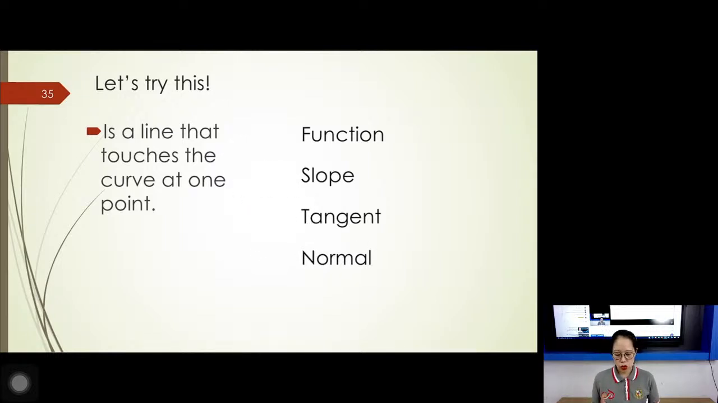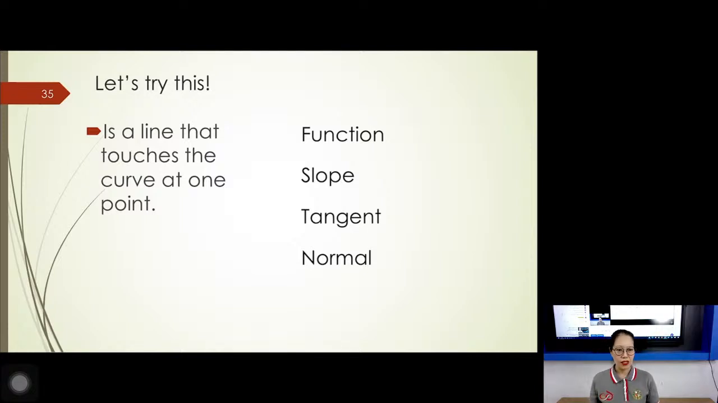Remember that normal here is not the "new normal." No, it is the normal line. Of course, we have tangent line, we have normal line, right? We discussed that in our previous lesson. And then we have slope, of course, and function. So what do you think is a line that touches the curve at only one point? Is it function, slope, tangent, or normal line?